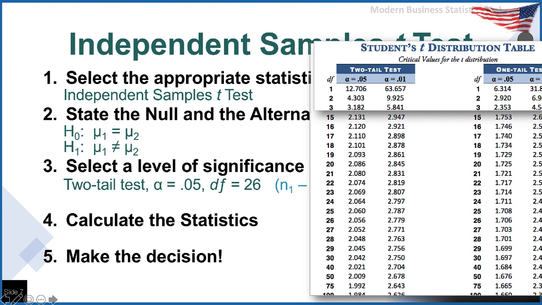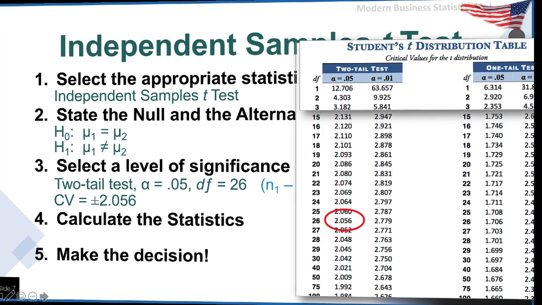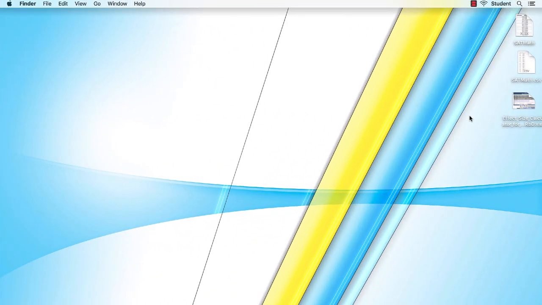The very first column is the alpha 0.05 level. And we need to go down that column under degrees of freedom until we find a 26, and we find the value of 2.056. That is our critical value, a positive negative 2.056.